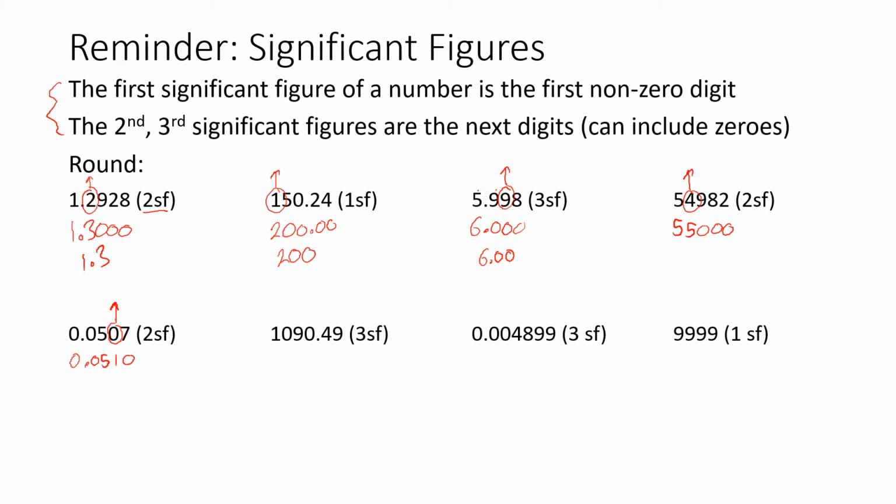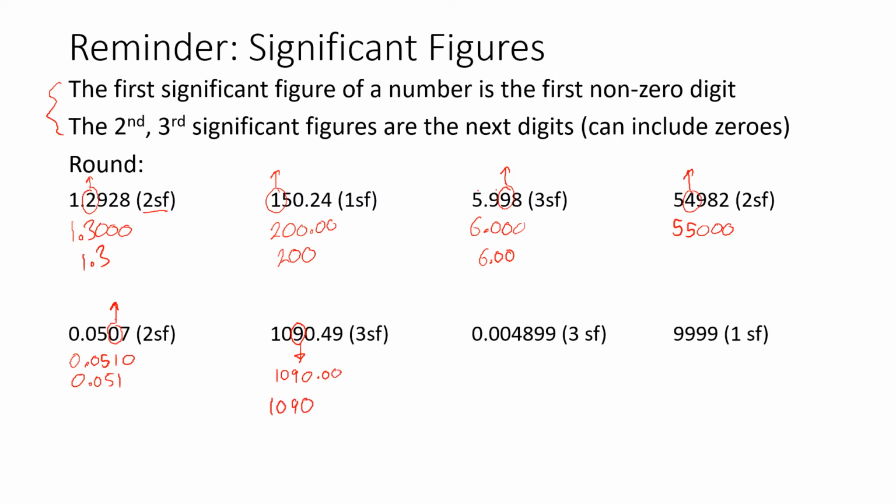So everything else goes to 0. We're going to have 0.051 there. Have a go at these next 3, and let's see what you got. So our third significant figure here is the 9. There's a 0 after it, so it stays the same, and everything else goes to 0, so 1090.